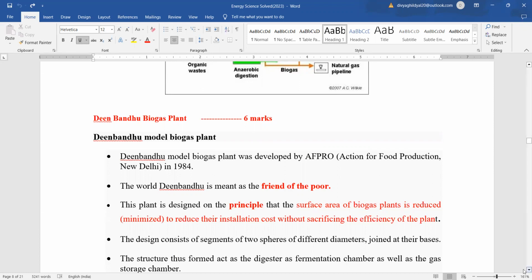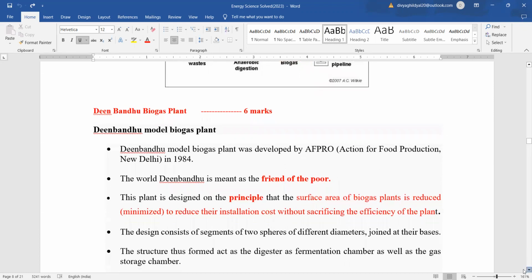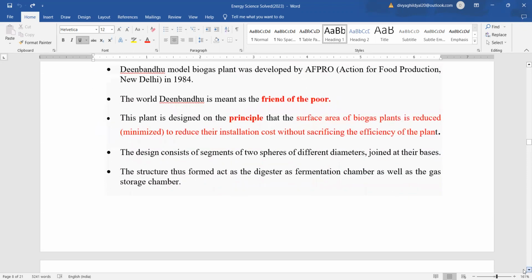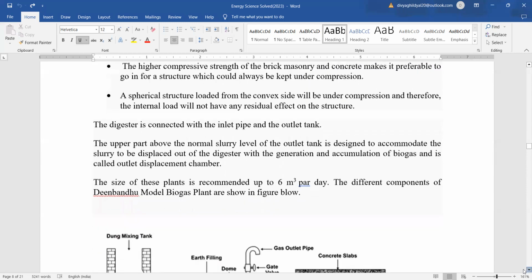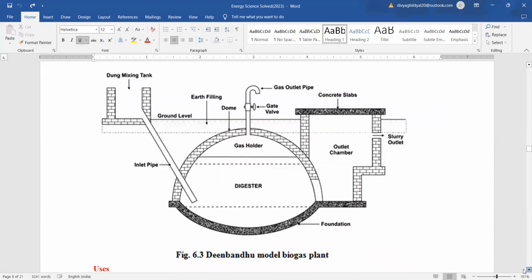The concepts and principles are the same. The only thing is, it is more efficient. Efficiency is more. The surface area of the biogas plant is reduced or minimized to reduce installation cost, and efficiency is equal. Now, for the Deen Bandhu biogas plant, you can have a look at the diagram, which will fetch you very good marks if you are able to make it. How to explain it in short?